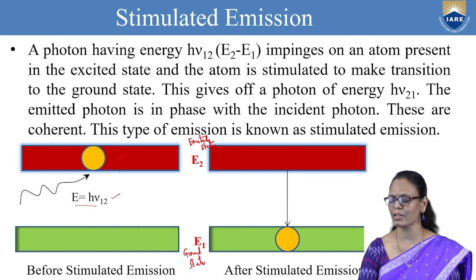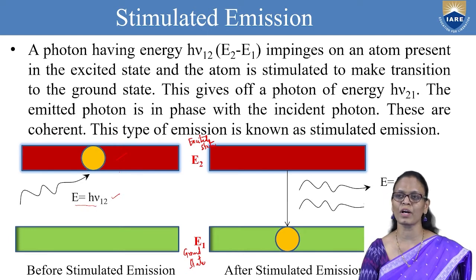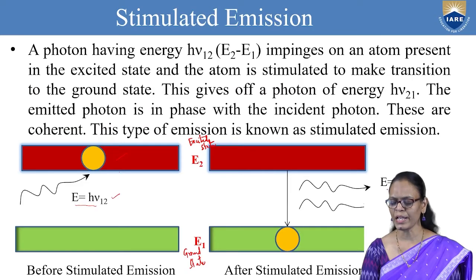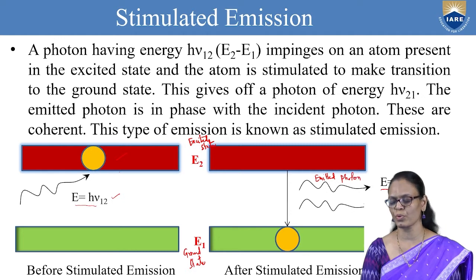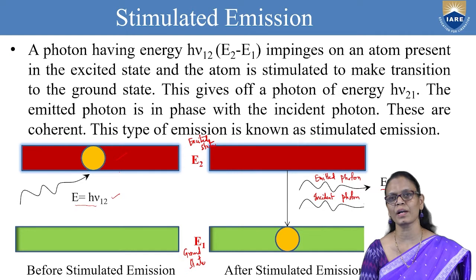So when it is coming to the ground state, we will have a coherent beam that is produced, because h nu 21 represents the emitted photon. The difference in energy that is being emitted, h nu 21, and there is an incident photon. A photon is incident, and because of that, the transition is taking place. And if these two are in phase with each other, we get a coherent beam.